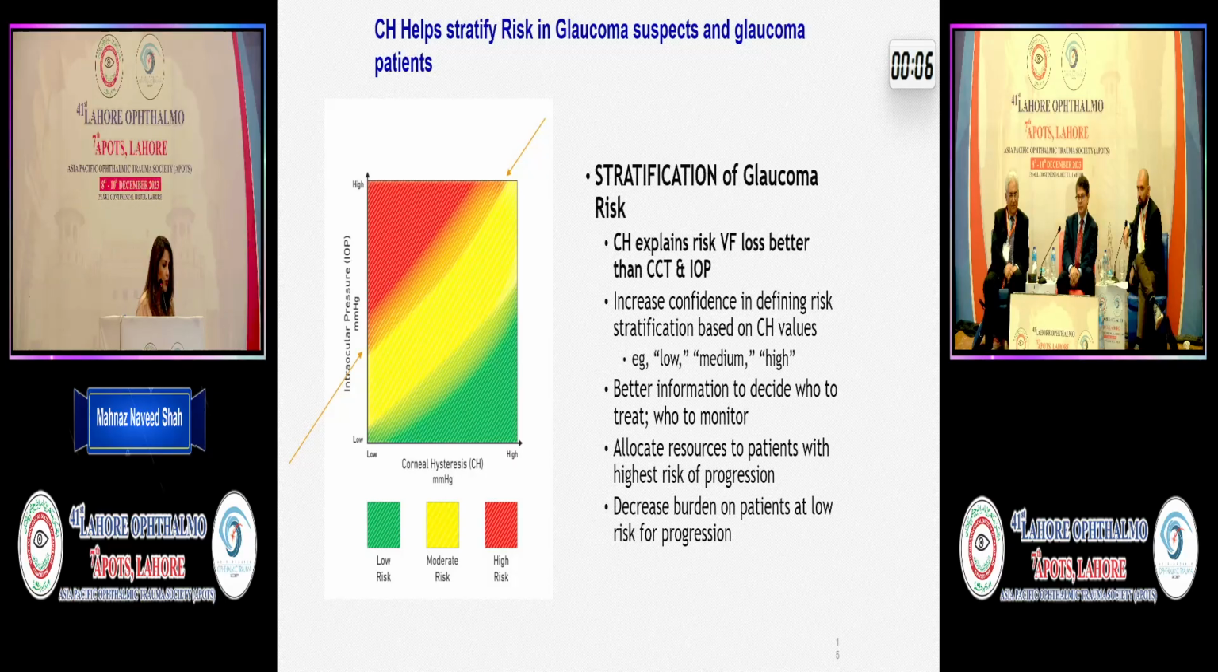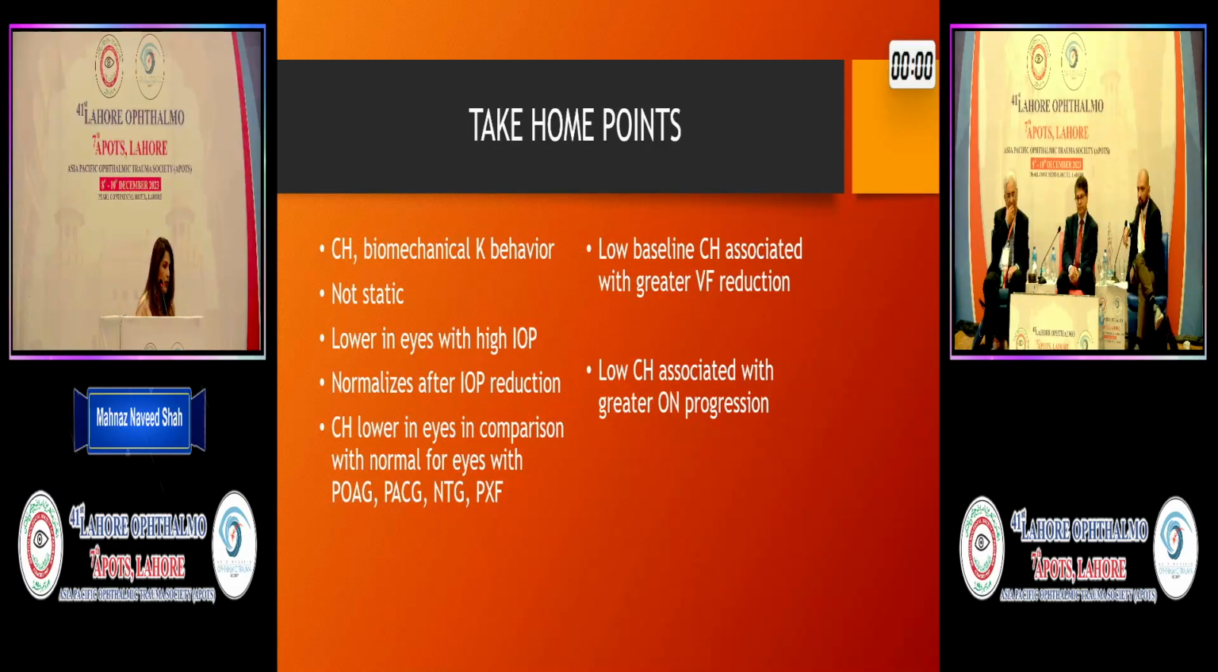This particular slide shows us that if you have a high corneal hysteresis value, which is on the x-axis, and a high intraocular pressure, which is on the y-axis, you are still at a lower risk, with high risk calculated as the red section. But if you have low corneal hysteresis but a moderate pressure, this is still more damaging. So it really helps to establish that this is not a static value, this is a biomechanical property of the eye. It normalizes also after intraocular pressure reduction.